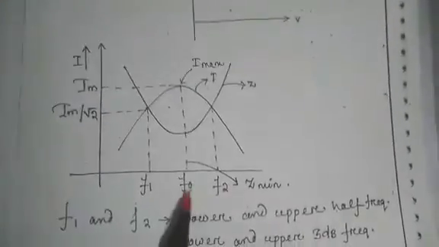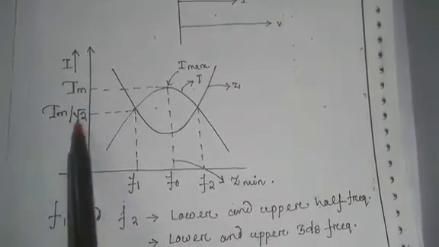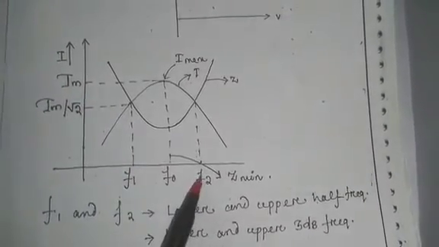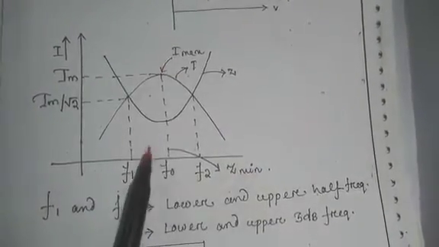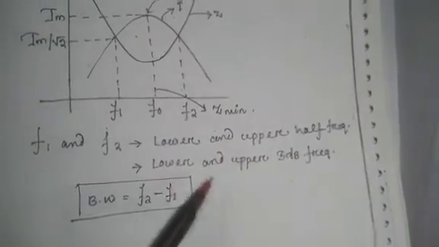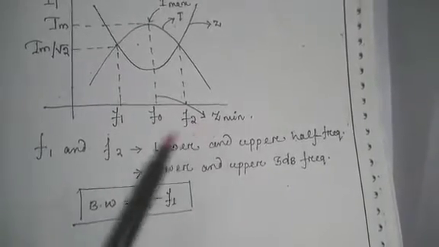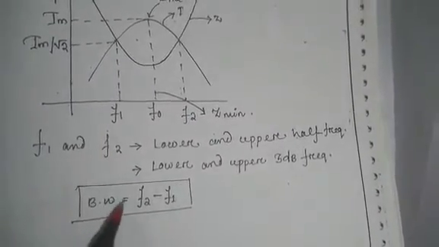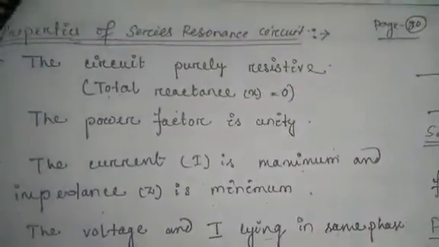That is the phasor diagram. You see here the resonance frequency is f0 at the maximum current Im, with Im by root 2 the RMS current. You see here f1 and f2. At f0, current is maximum and Z is minimum. f1 and f2 are the lower and upper half frequencies. Then bandwidth is equal to f2 minus f1, the upper half frequency minus the lower half frequency. That difference is called bandwidth. Clear? Next, properties of the series resonance circuit.